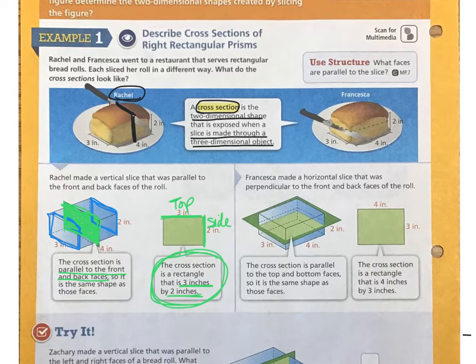Think about the way that Rachel sliced that bread as being the way that you would see a loaf of bread in the store, where each slice of the bread in the loaf makes the same shape as the front and back of that bread loaf. Okay? So this is just like a loaf of sliced bread from the store.